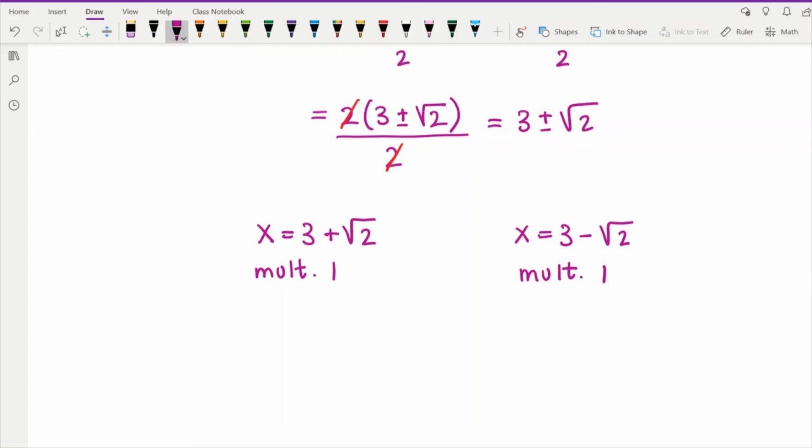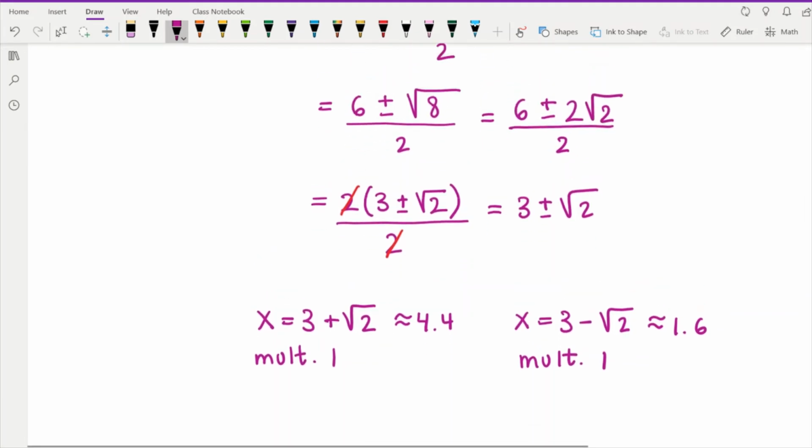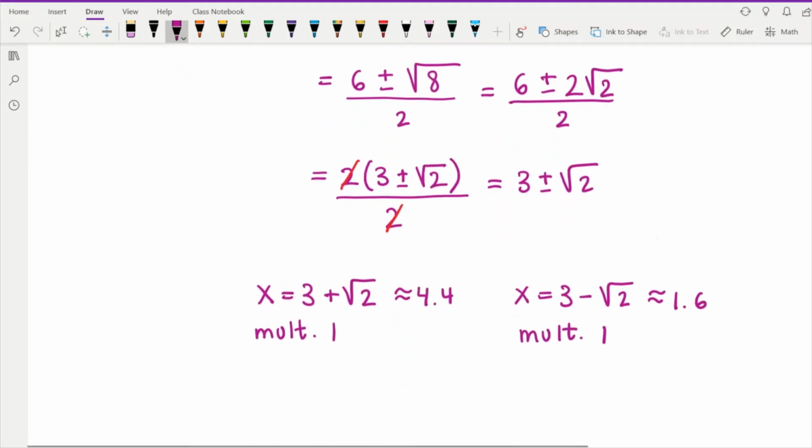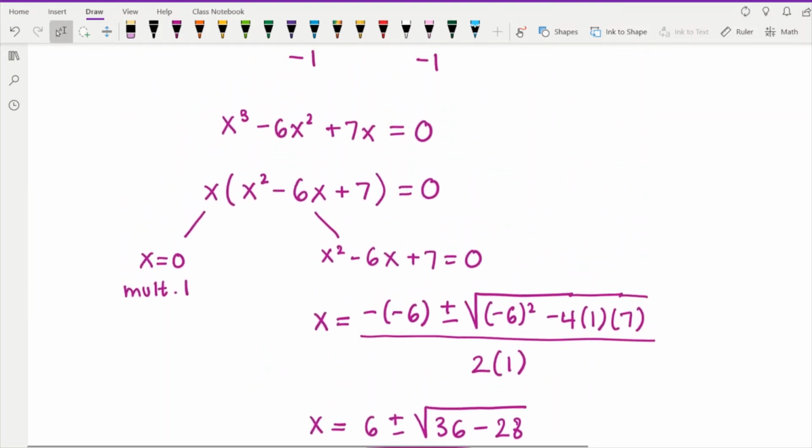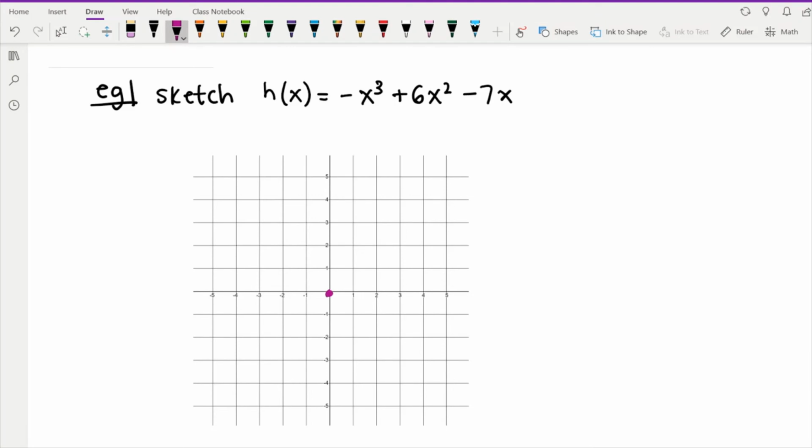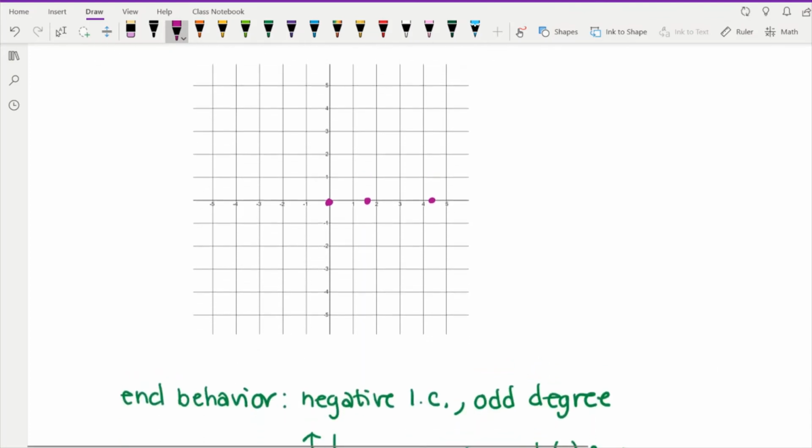Okay, so if you type 3 plus the square root of 2 into a calculator, it's approximately equal to 4.4. And if you type 3 minus the square root of 2 into a calculator, it's approximately equal to 1.6. So, okay, we have our x-intercepts. We have 0, 4.4, and 1.6, something like that. And so all of our zeros have multiplicity 1. That means the graph is going to pass straight through on all of them. It's not going to bounce off. It's not going to flatten out. It's just going to go straight through the x-axis.